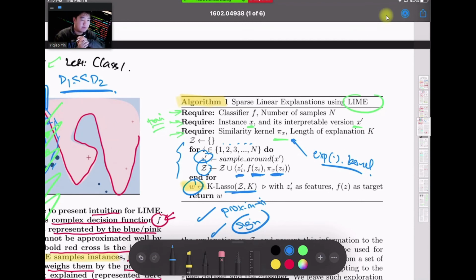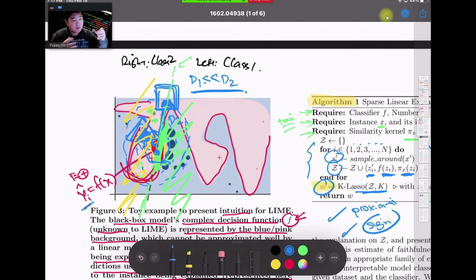In this paper overall, I think what's really catching my eye is its capability of explaining locally what's going on given any black box algorithm and how they affect the prediction.